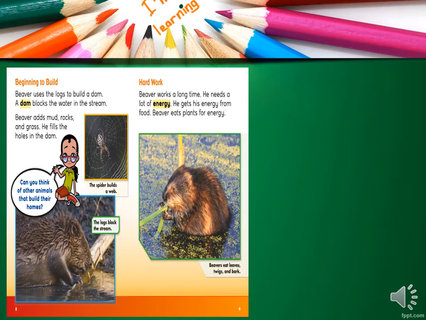Beginning to build. Beaver uses the logs to build a dam. A dam blocks the water in the stream. Beaver adds mud, rocks, and grass. He fills the holes in the dam. Beaver works a long time. He needs a lot of energy. He gets his energy from food. Beaver eats plants for energy.